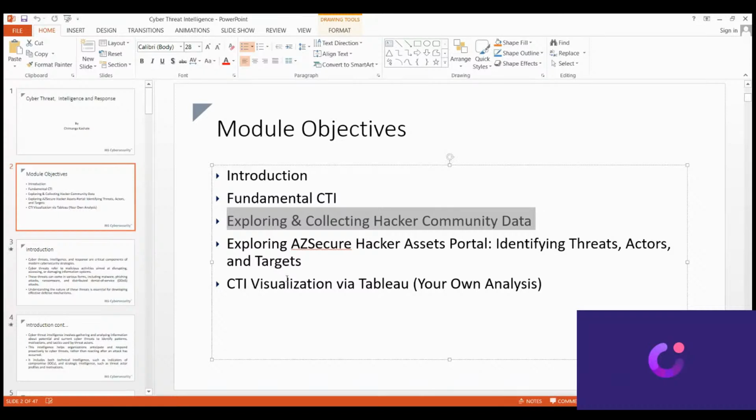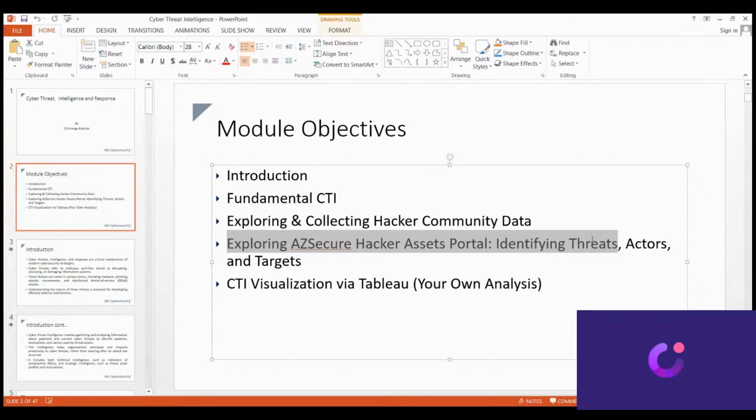Then we'll also explore what is known as A to Z Secure Hacker Asset Portal. This portal basically focuses on identifying the threats, the actors, as well as the target. Then, in addition to that, we'll look at cyber threat intelligence visualization via what we call Tableau, which you'll be required to do some form of analysis on thereafter.